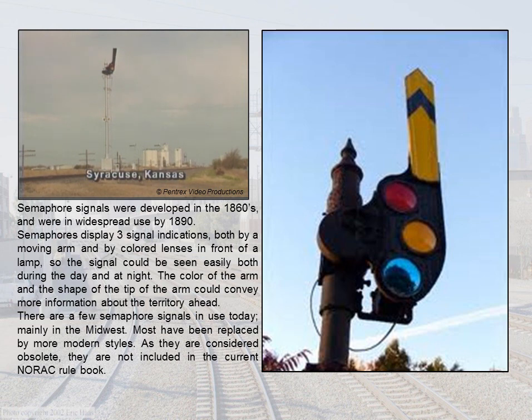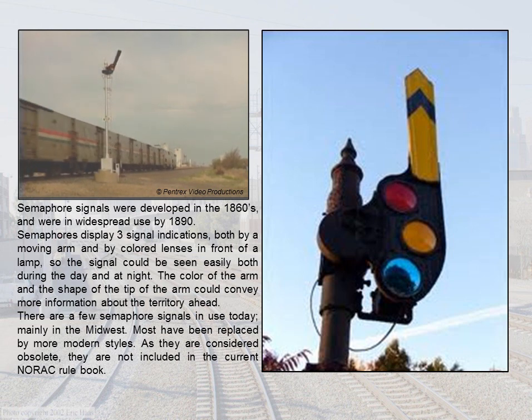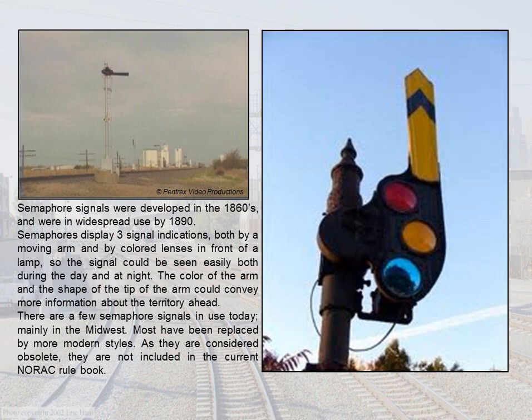Semaphore signals were developed in the 1860s and were in widespread use by 1890. Semaphores display 3 signal indications, both by a moving arm and by colored lenses in front of a lamp, so the signal could be easily seen both during the day and at night. The color of the arm and the shape of the tip of the arm could convey more information about the territory ahead. There are a few semaphore signals in use today, mainly in the Midwest. Most have been replaced by more modern styles. As they are considered obsolete, they are not included in the current NORAC rulebook.